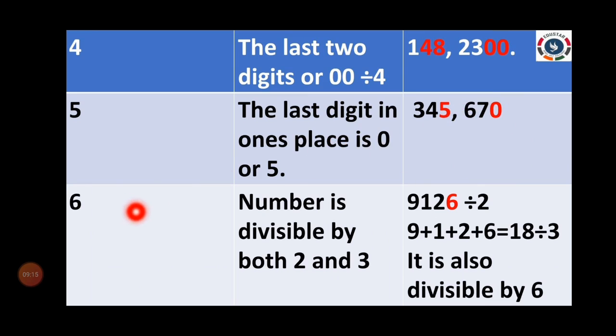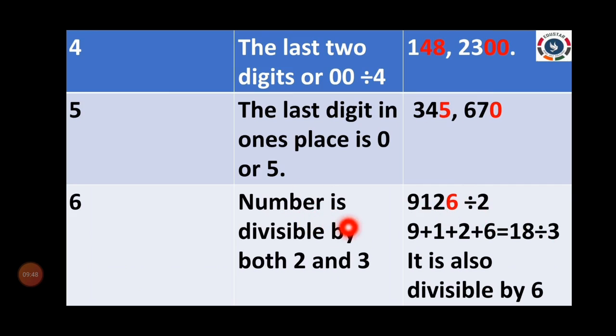And then 6, the number which is divisible by both 2 and 3. So you see here, you want to follow both rules, the rule of 2 and the rule of 3. One example is given: the last number, the ones place, is an even number, so it is divisible by 2. And what is the rule of 3? Sum of all the digits. So add all those digits, you will get 18. So 18 is also divisible by 3. So both 2 and 3 divide the given values.